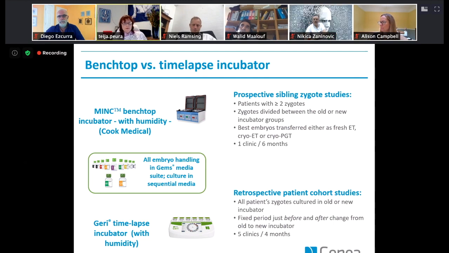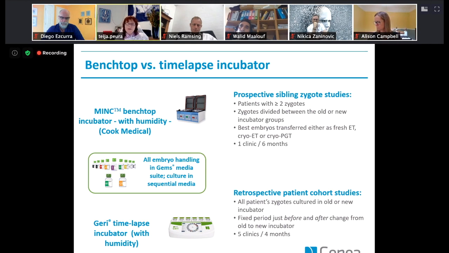And they conducted two different types of studies. The first one was the prospective sibling zygote studies, where zygotes were divided between the old and the new, and then the best embryos were transferred regardless of what group they came from, either as fresh or after cryopreservation, or after cryopreservation and PGT for ploidy.